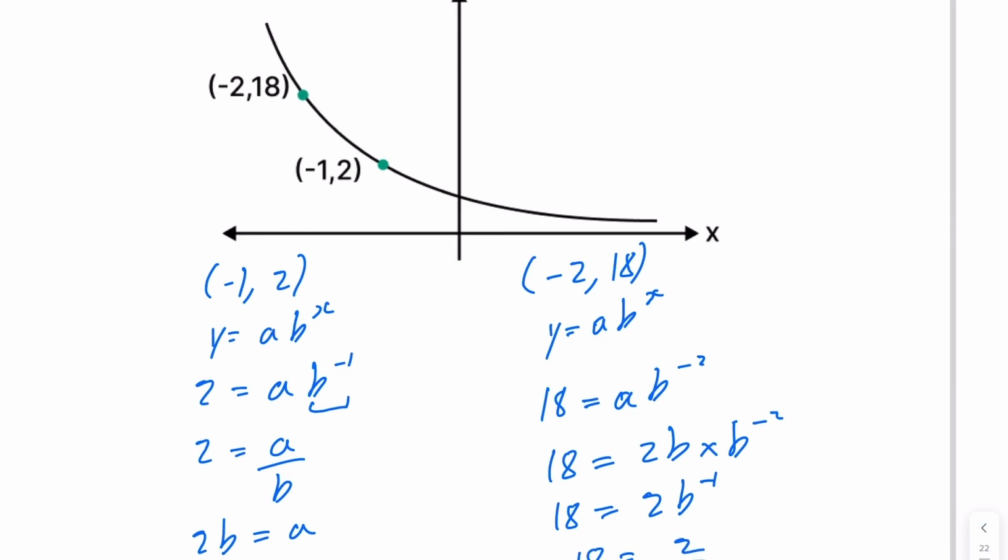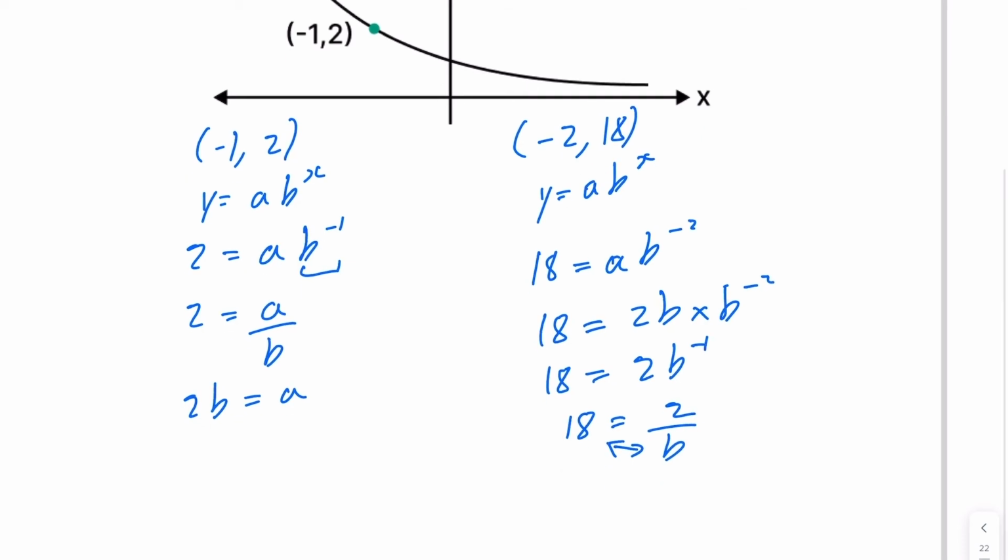And I can swap these two around, and I can say that b is equal to 2 over 18, and I can simplify that to 1 over 9. Now that I know that's 1 over 9, I can sub that in there. So I can say 2 times 1 over 9 is equal to a. So 2 over 9 is equal to a.